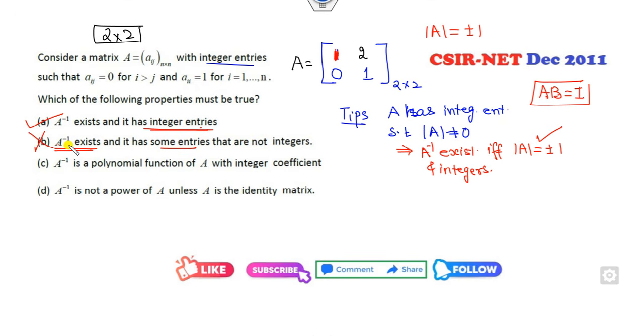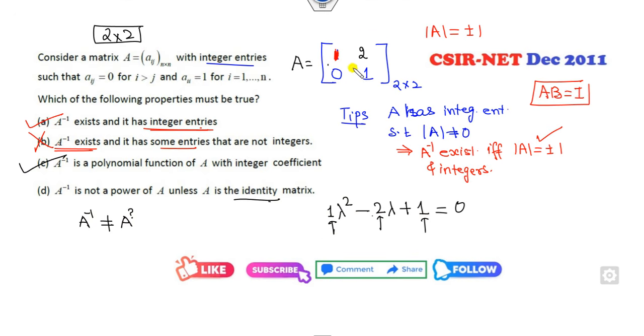A inverse is a polynomial function of A with integer coefficients. That's true. You can write the characteristic equation: lambda squared minus 2 lambda plus the determinant. So you can see the coefficients: this is 1, and the coefficients are integers. A inverse is not a power of A unless A is the identity.